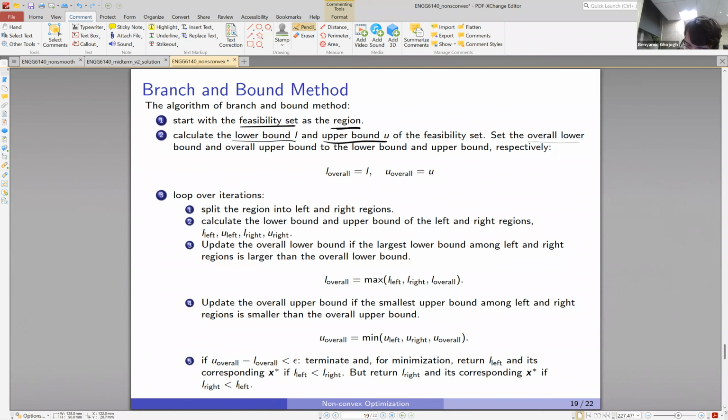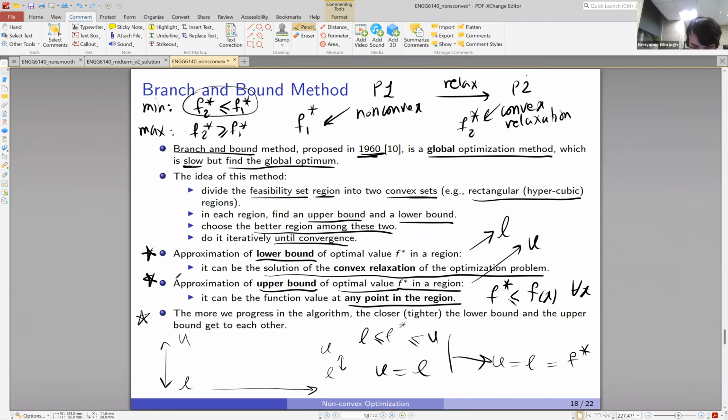Set the overall, so we define an overall lower bound and an overall upper bound, denoted by L overall and U overall, to be the lower bound and upper bound of the feasibility set. How do we, by the way, calculate the lower bound and upper bound of the feasibility set using these 2 points that we talked about? For the lower bound, we can consider the convex relaxation. For the upper bound, we can consider any point. So do that, and then L overall and U overall are initialized to be L and U of the feasibility set.